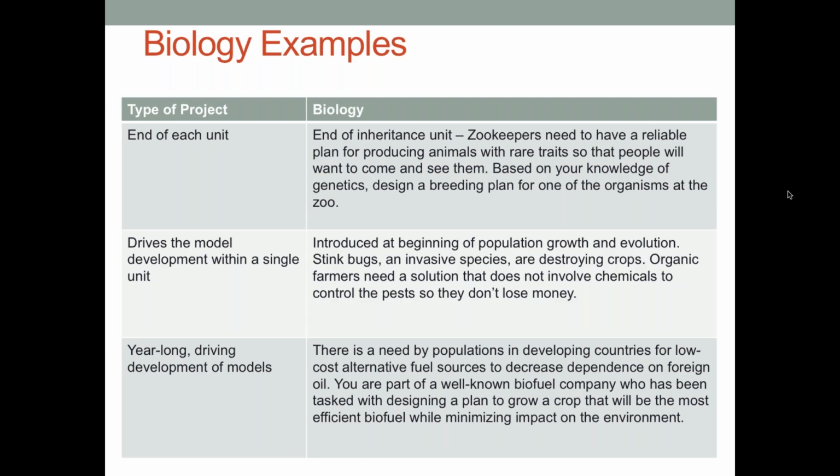They could also drive the model development within a single unit, and so for example, at the beginning of population growth and evolution, you could introduce the idea of an invasive species. And for Kathy and I, when we started in Pittsburgh, stink bugs were destroying crops. They are a lot, and they're moving north. And organic farmers need a solution that does not involve chemicals to control the pests so they don't lose money.